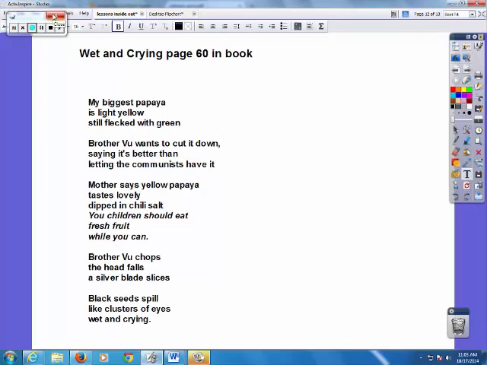and read this poem, Wet and Crying. And we're going to try to do the same exact thing, this time using a poem. And you're going to turn to page 9 in the packet.